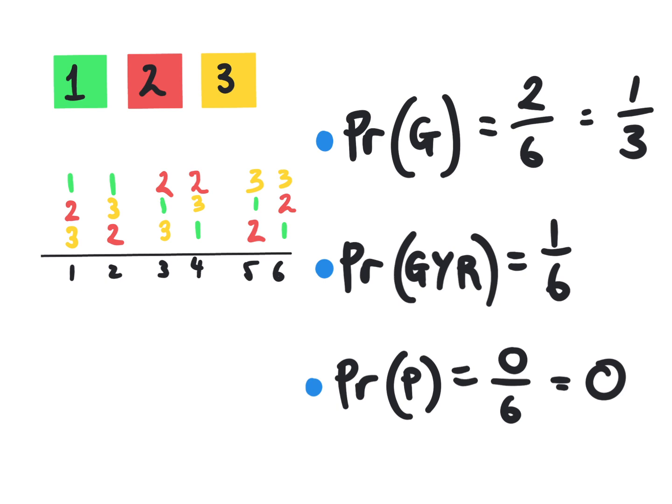The probability that the child will stack a green first will be 2 out of 6, or 1/3. The probability that he, or she, will stack a green, yellow, then red is 1 out of 6. The probability that they'll stack a purple is 0 out of 6, because there aren't any purple blocks.